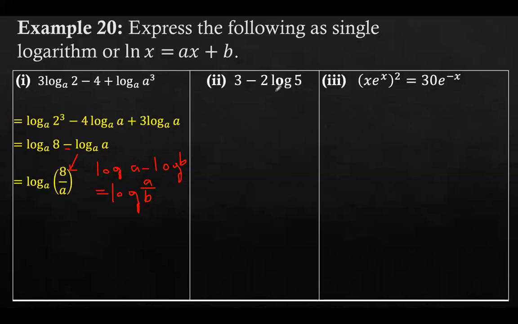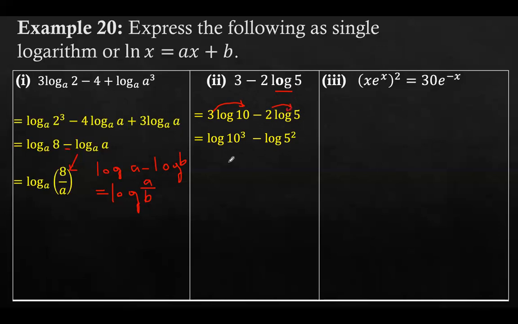Log here means log to the base 10. So we change 3 to become 3 log 10 minus 2 log 5. Log 10 means log to the base 10 of 10, so you get 1, and 1 times 3 gives you 3 back. So there's nothing wrong here. Then we combine these two. Before we combine, the 3 you move to become the power. So you get log 10 to the power 3 minus log 5 to the power 2. So 2 also brings as a power.